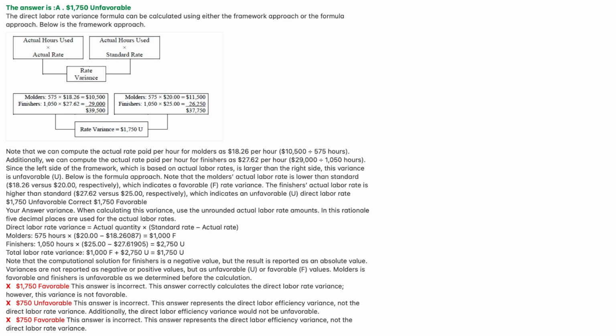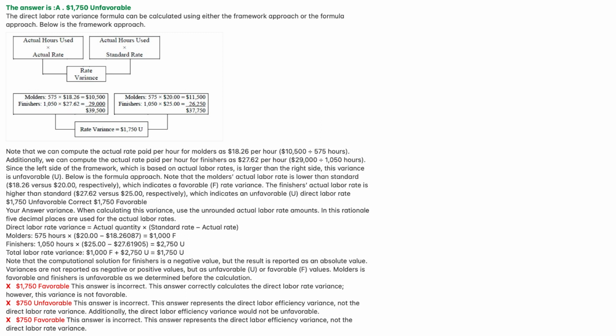Note that the molder's actual labor rate is lower than standard, $18.26 versus $20, respectively, which indicates a favorable (F) rate variance. The finisher's actual labor rate is higher than standard, $27.62 versus $25, respectively, which indicates an unfavorable (U) direct labor rate variance.